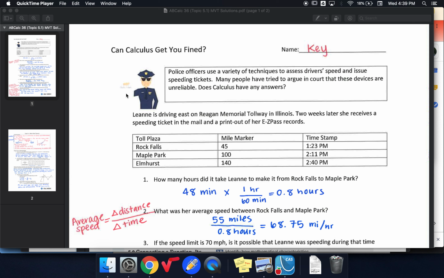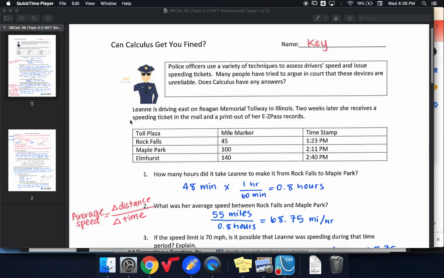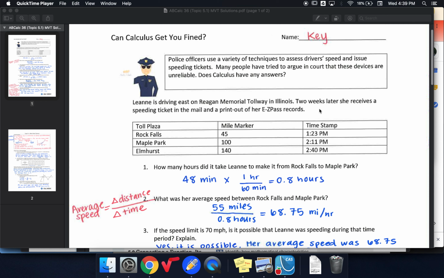So this one starts with this idea that we've got this person, Leanne, driving on a highway, and she gets a speeding ticket in the mail and a printout of her E-ZPass records. E-ZPass is like toll booths along the way, and it scans this device in your car. In Rock Falls, that's mile marker 45, and she's got a timestamp of 123. Maple Park, mile marker 100, timestamp 211. Elmhurst, mile marker 140, timestamp 240.